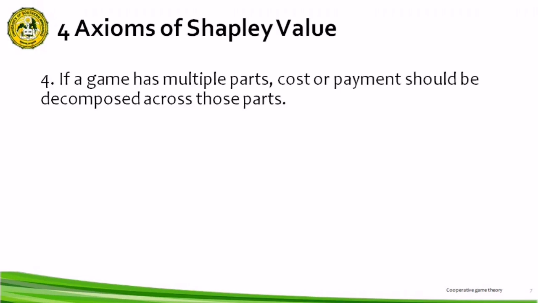And the fourth axiom says that if a game has multiple parts, cost or payment should be decomposed across those parts. This simply implies that if you put in a lot of effort for the group on Monday but slack off on Tuesday, your rewards should be different on each day. To put it another way, using the same approach every time isn't necessarily fair. The figures should be checked on a regular basis so that the coalition may make any revisions.